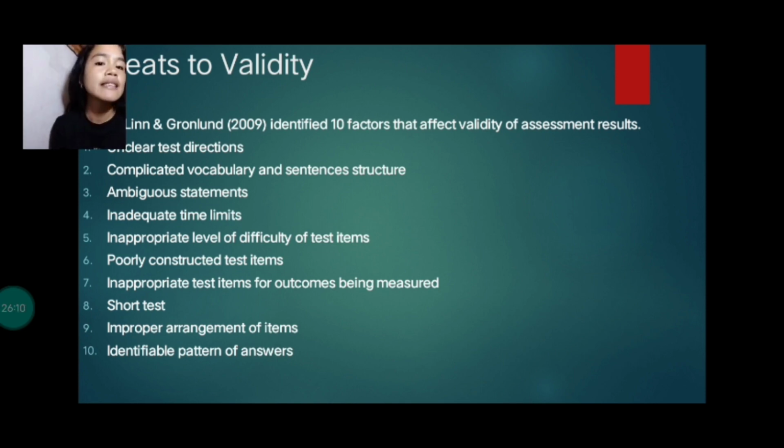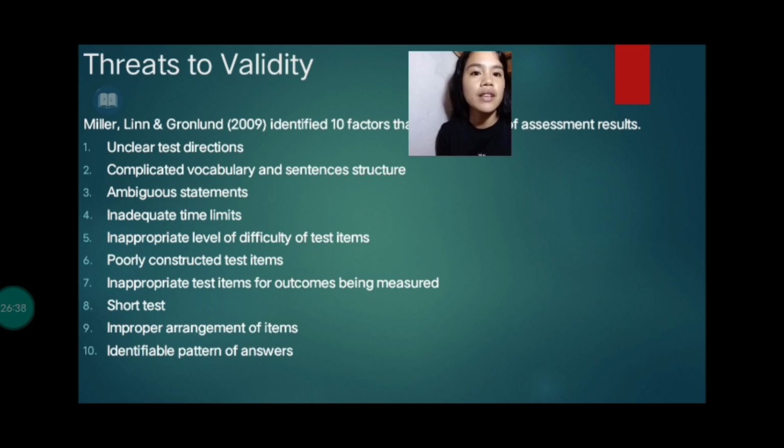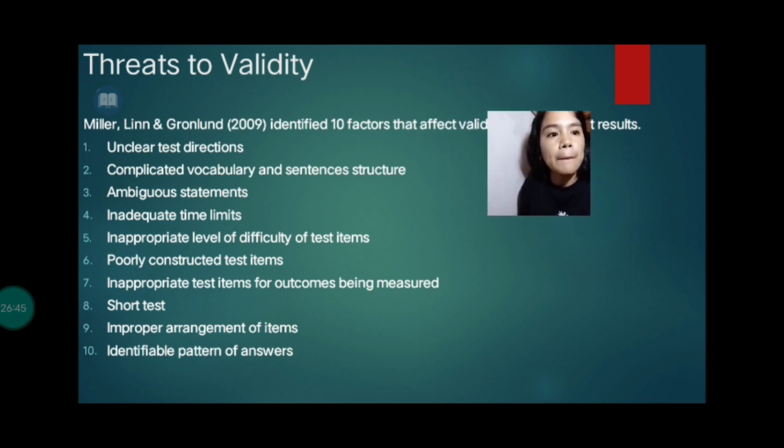Next are ambiguous statements, inadequate time limits, inappropriate level of difficulty of test items, poorly constructed test items, inappropriate test items for outcomes being measured, short test, improper arrangement of items, and identifiable pattern of answers. And these are the threats to validity that students really cannot cope with when we apply them. As future educators, we must understand this, because this is really one of the things in our mind in CPE, since we will really use it in our future.